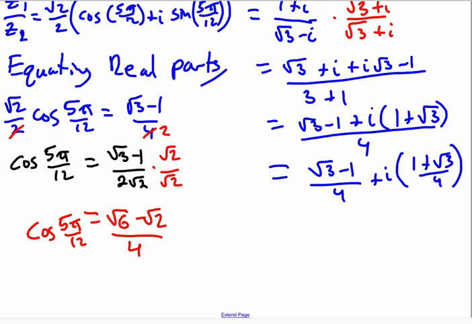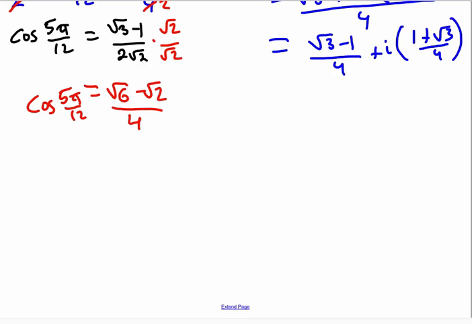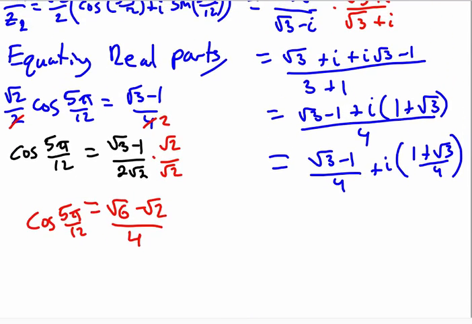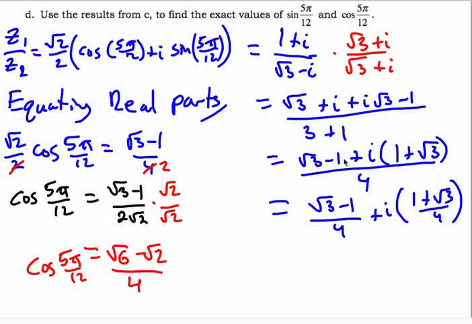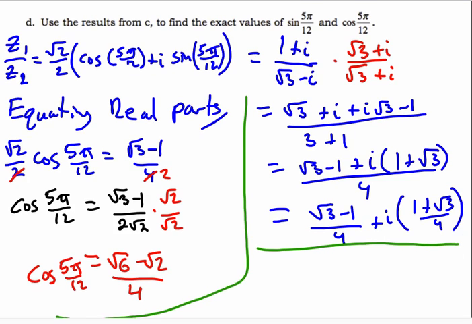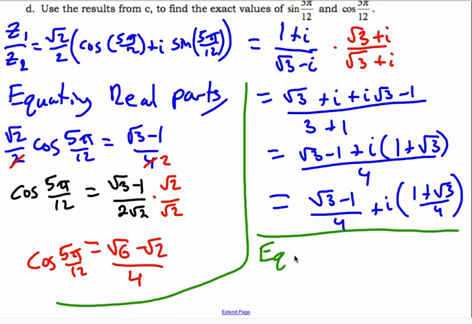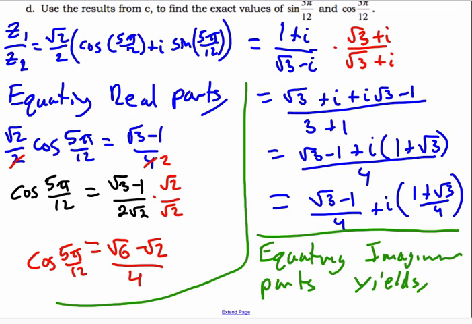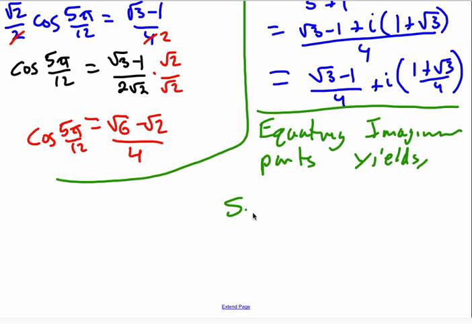And we do the same thing for sine 5 pi over 12. So we could say, I haven't got this very organized. If you have more room on paper, you could do a better job of this, but we could say equating imaginary parts yields root 2 over 2 sine 5 pi over 12 equals 1 plus root 3 over 4.